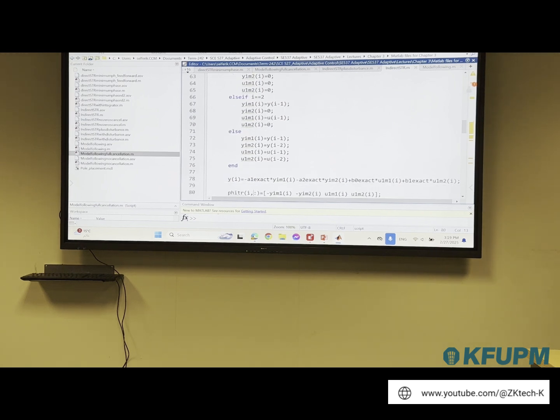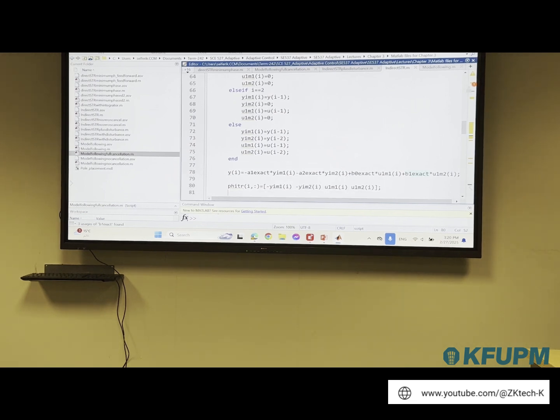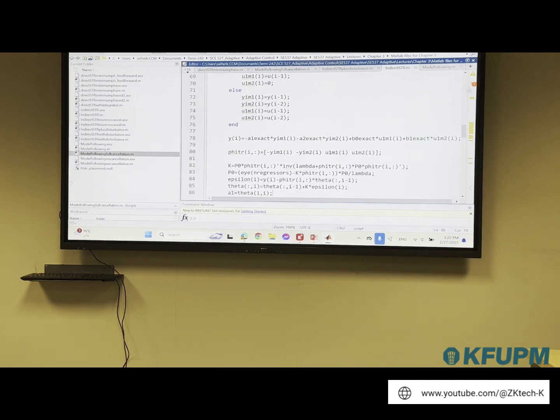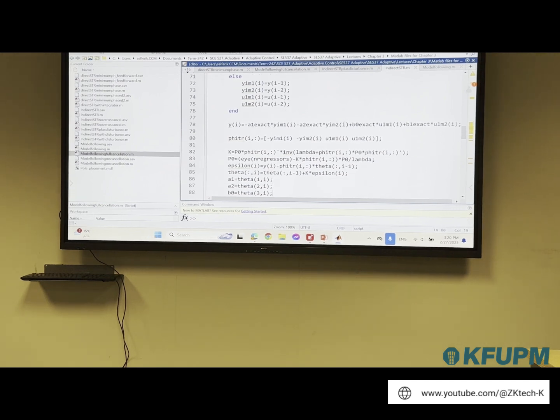The time shift will give you this: y of i minus 1, this is here. Then you have y of i minus 2, plus u of i minus 1 and u of i minus 2. This is just my way of coding. We generate the value of phi. We compute the value of K for the least squares method. We know that now. We know how to implement the least squares method. We compute the error between my estimate and my real observation, and I update the value of theta.